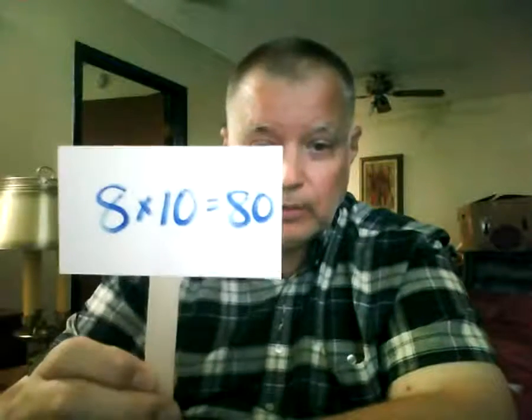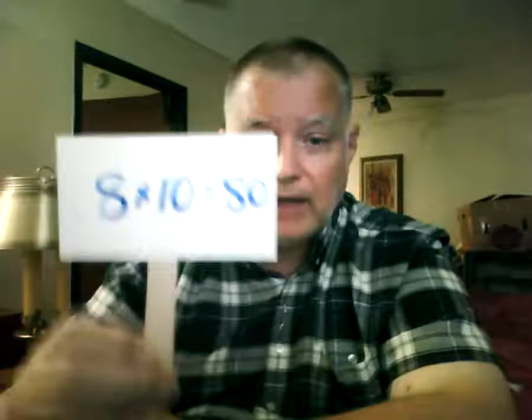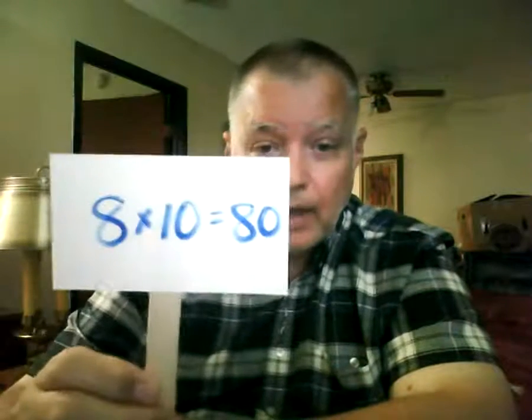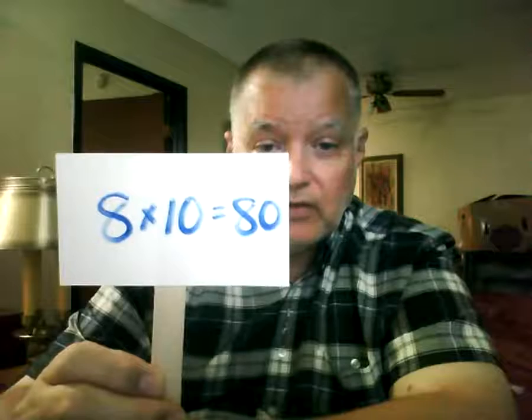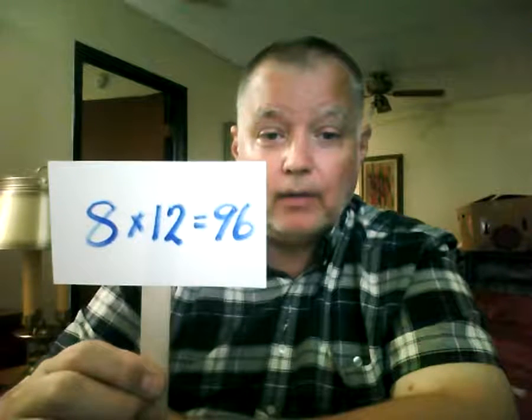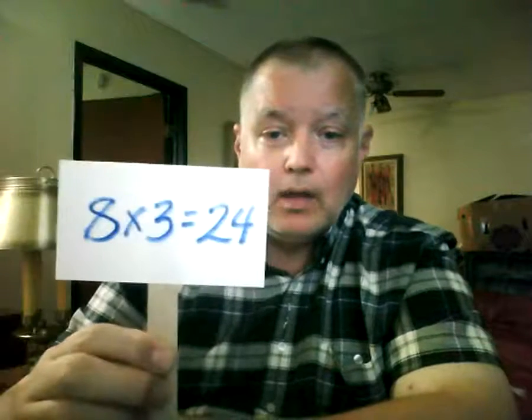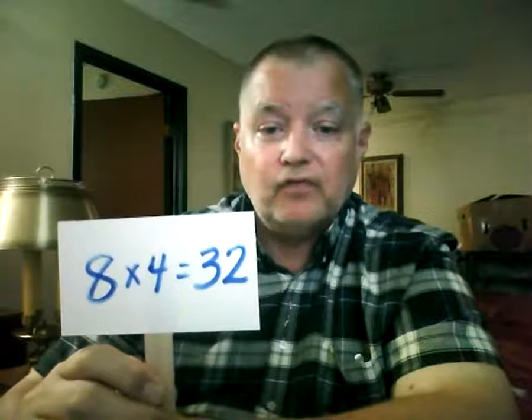Do you see the blue ink? 8 times 10 is 8. Nope, sorry. 8 times 10 is 80. 8 times 12, and welcome. 8 times 12 is 96. 8 times 3 is 24. 8 times 4 is 32.